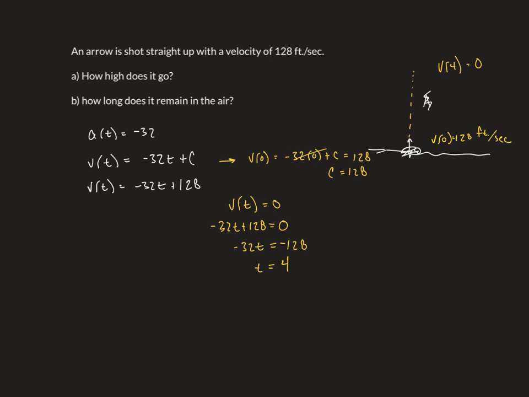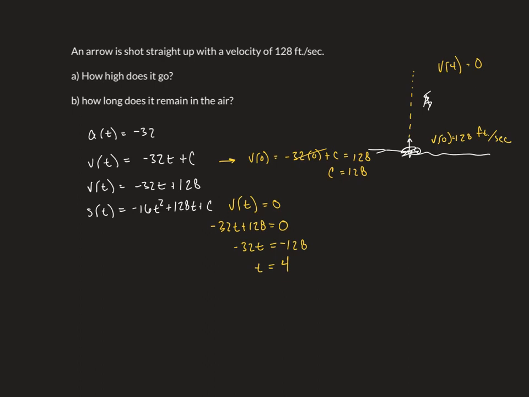We still don't know how high it goes, so what I want to know now is what is the position when the time is 4? And so now I need a position function. So that's negative 16t squared plus 128t. I'm taking the antiderivative of velocity and leaving room for some possible constant there. Okay, so now I have a position function, and I want to know how high it goes.